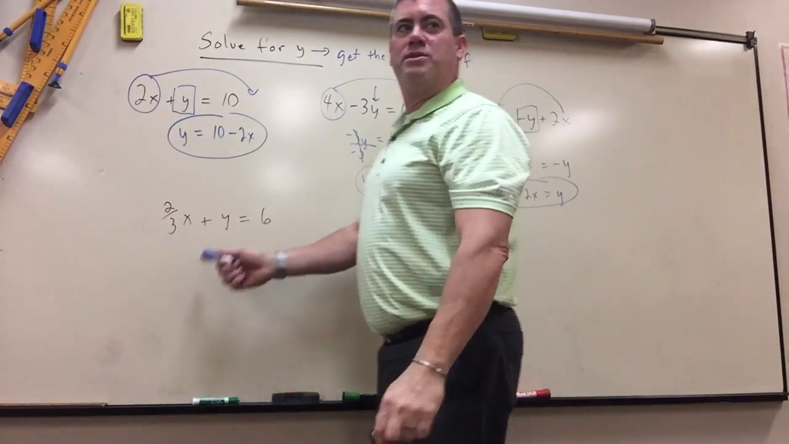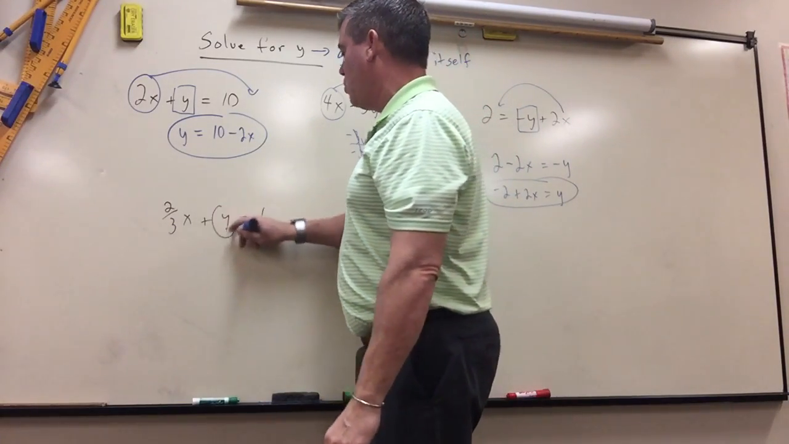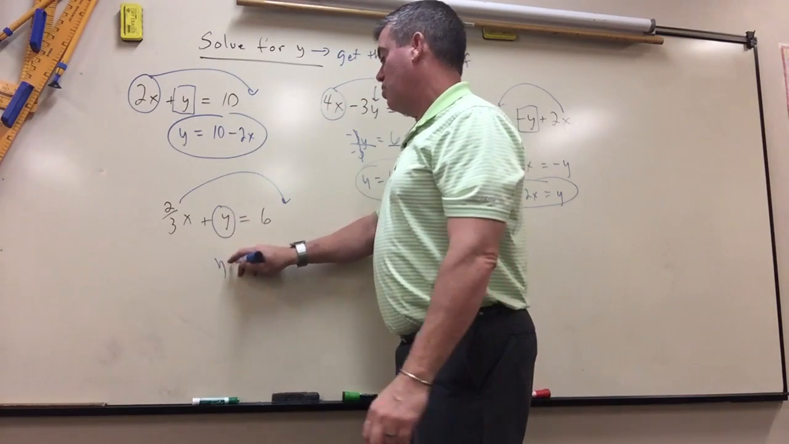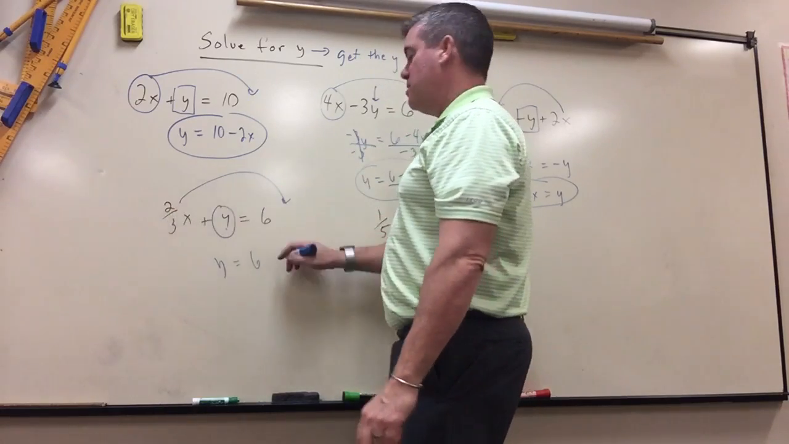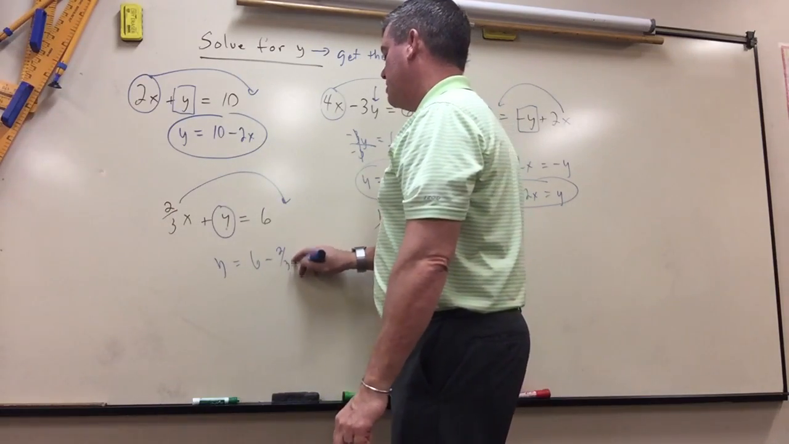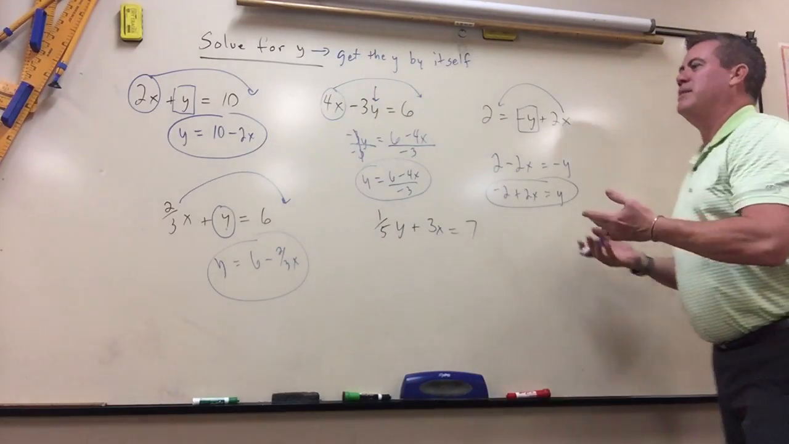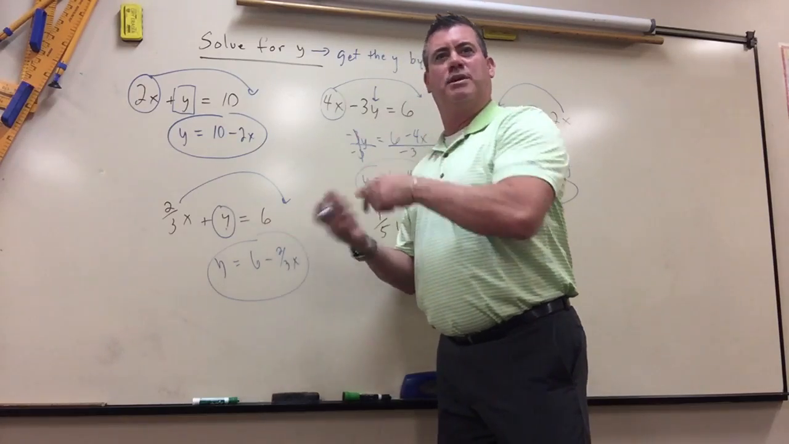Here, this is just one step, even though there's a fraction in there. This is an easy one, because to get the y by itself, all I gotta do is move this over. So the y stays there, the 6 stays there. This changes from positive to minus 2/3 x. See, these look like they're getting more complicated, but they're the easiest problems to do, because all you gotta do is move a couple things around.